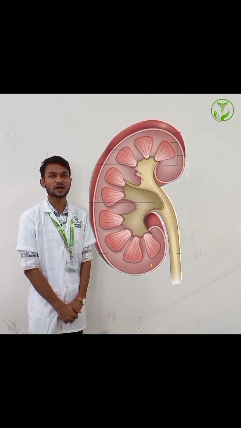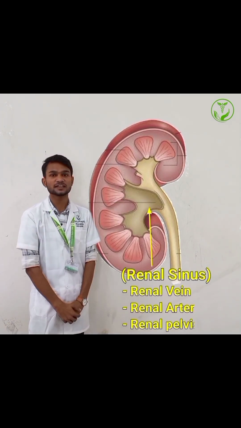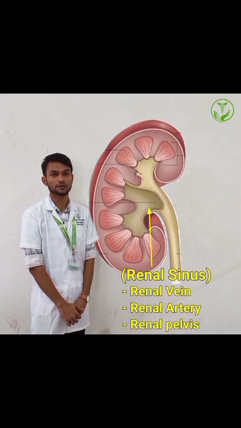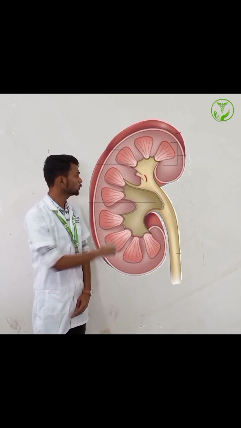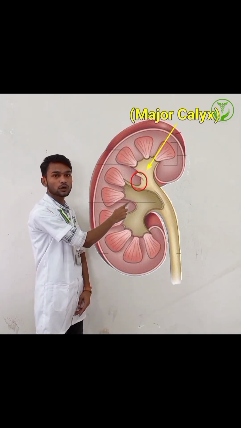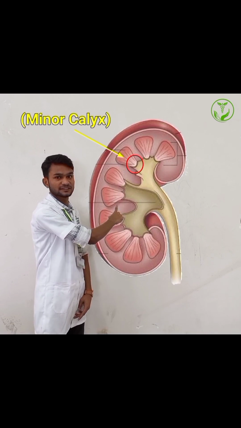The space going into the kidney from the hilus is called the renal sinus. It contains the renal vein, renal artery and renal pelvis. The renal pelvis bifurcates into 2 to 3 major calyces, which further bifurcate into 7 to 13 minor calyces.